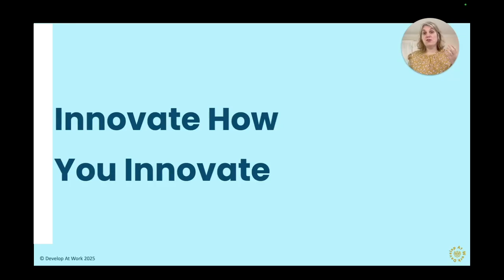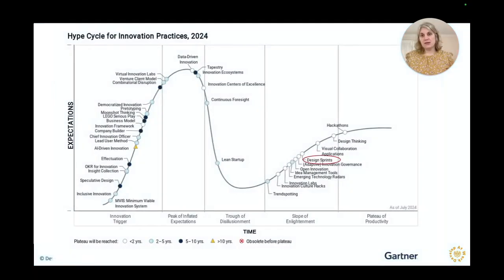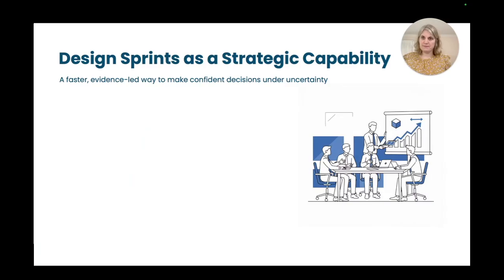All of this is about innovating how you innovate. How you find innovative solutions and validate that those solutions are of interest to your target users and customers for the specific problems that they need solving. And design sprint in the Gartner Hype Cycle for Innovation Practices is considered to be in the slope of enlightenment moving towards the plateau of productivity. This is a method that enough companies have used to consider it worth investing in to achieve the outcomes that it promises.